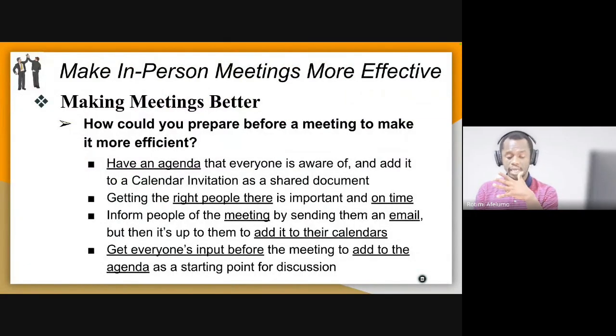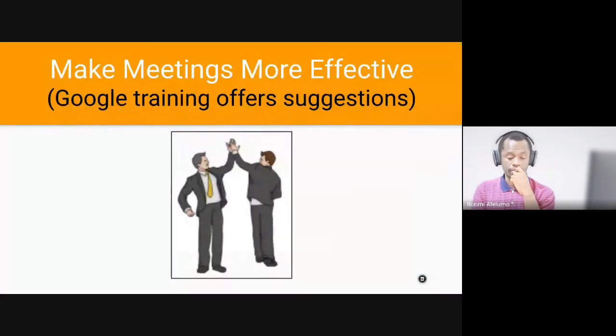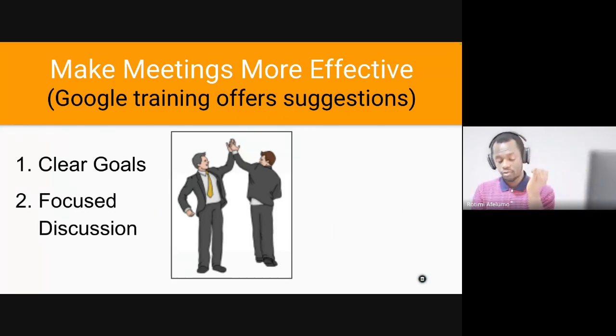What matters when you are setting a meeting is you must have an agenda, know the people that you are inviting, know the time, add them to your calendar, and get everyone's input before the meeting. It's better you know who you're meeting with, why you're meeting, when you are meeting, and let it be agreed amongst everybody so that you don't set up a meeting and nobody shows up. All right. Clear goals, focus discussion, and on time.